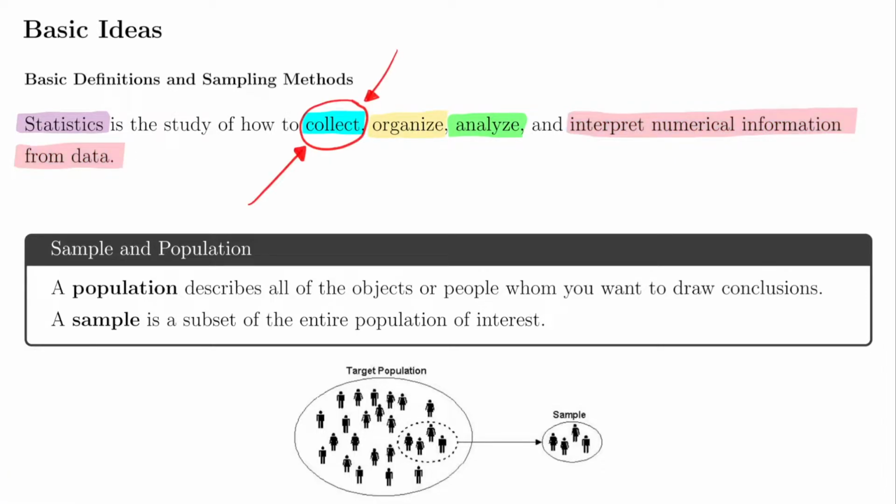In this video, our focus will be how we can collect data in different methods. Before we go to the different data collection methods, let's first review the definitions of sample and population. A population describes all the objects or people you want to draw conclusions about. Now this is our focus, this is what we're interested in.